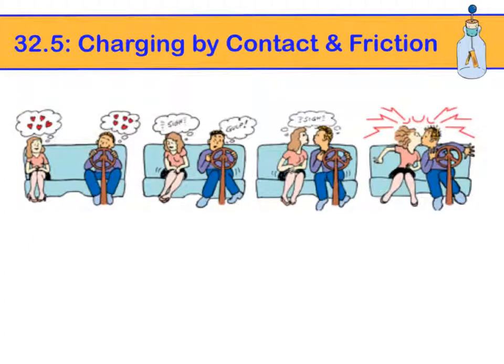So this little cartoon is just illustrating that idea. We've got the guy and the gal sitting in the front seat. You see that there's some attraction between them, and as she slides across the seat and he slides a little bit closer, there is some friction that is causing them both to become charged, and you can see that the result is some electricity.